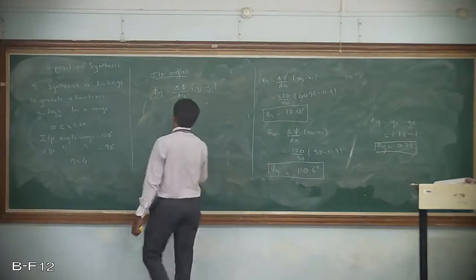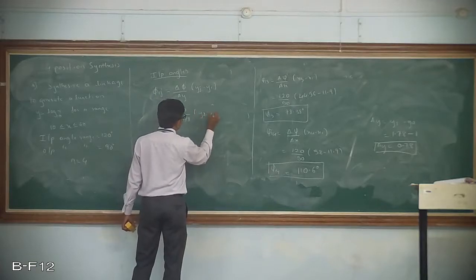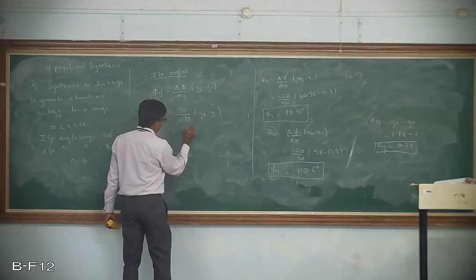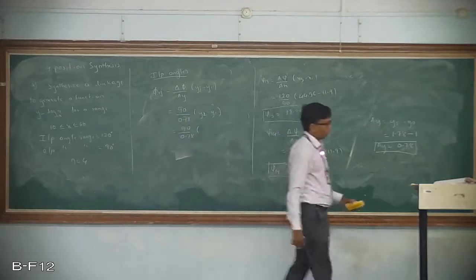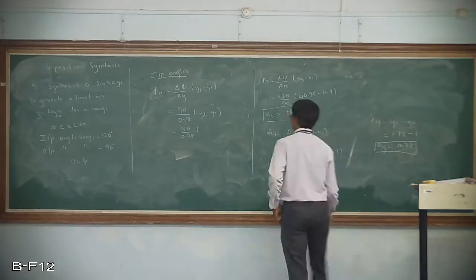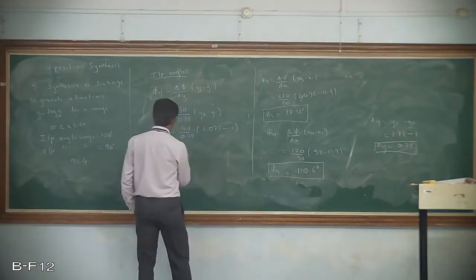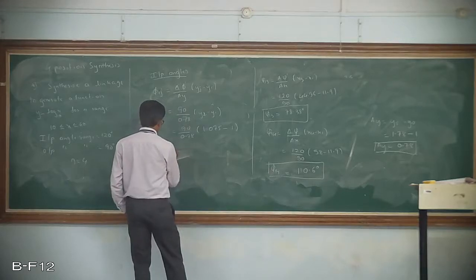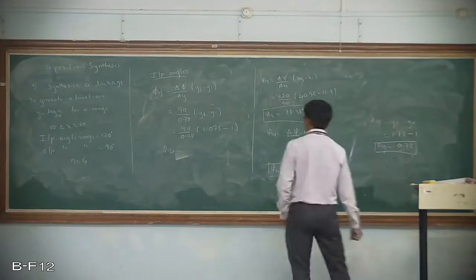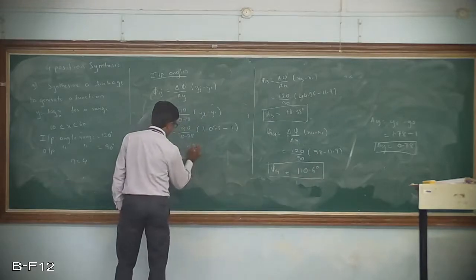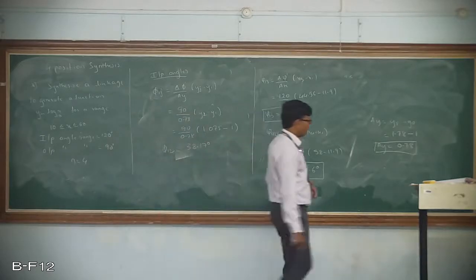So phi12 is 90 divided by 0.78 into y2 minus y1, where y2 is 1.075 minus 1. So we will be getting 38.17 degree. So this is the first output angle which we have got.